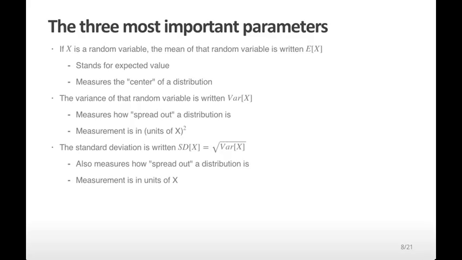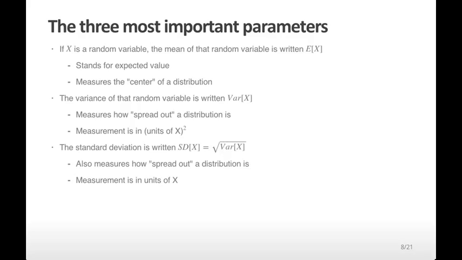The variance of a random variable is written as Var(X). It measures how spread out a distribution is, and it's measured in units of X squared, where X is the random variable. The standard deviation is just the square root of the variance. It also measures how spread out a distribution is, but its measurement is in units of X, so sometimes it's more useful than units of X squared, which might be less comparable to the expectation.